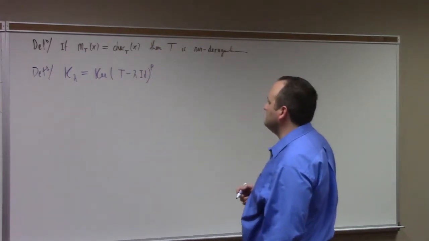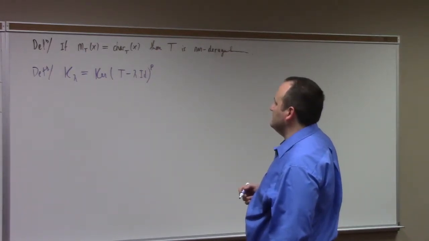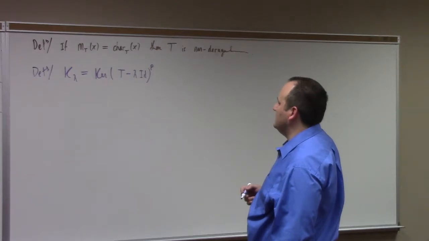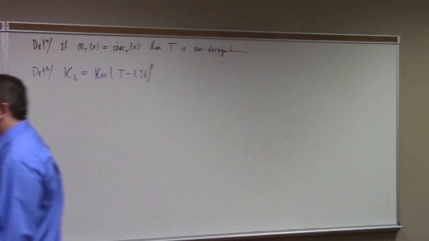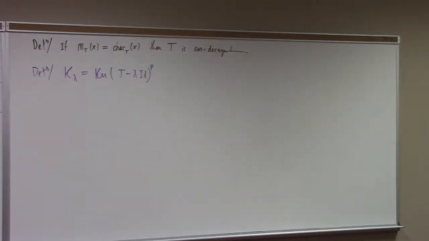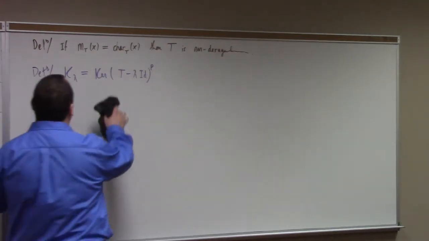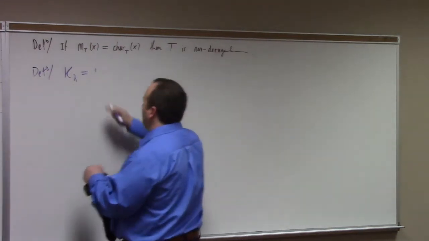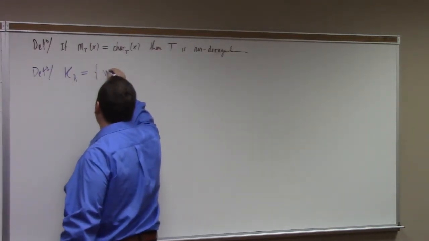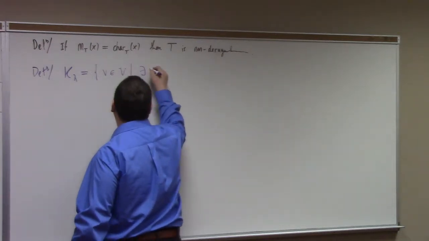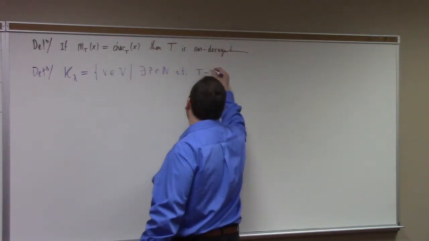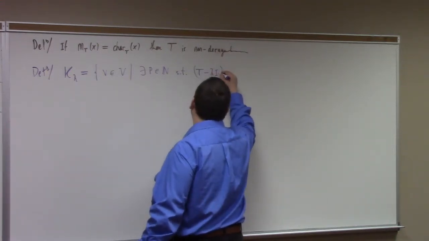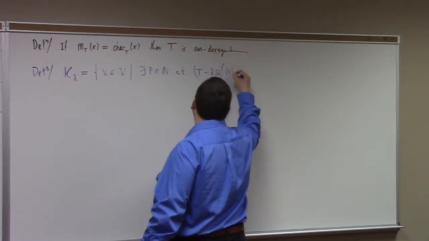I'm not sure that's right. I can define the generalized eigenspace for you without ambiguity. I think it should be this, if I had to: all v in V such that there exists p in the natural numbers such that (T minus lambda I) to the p-fold power acting on v is equal to 0.